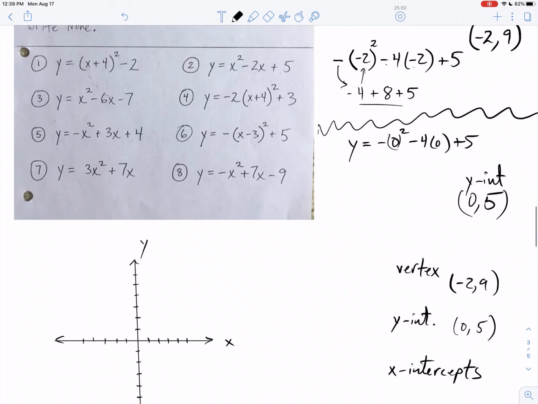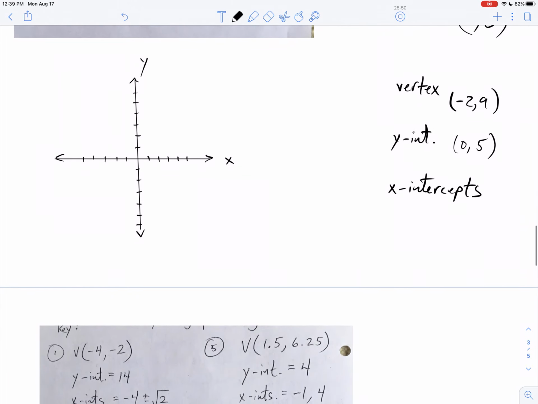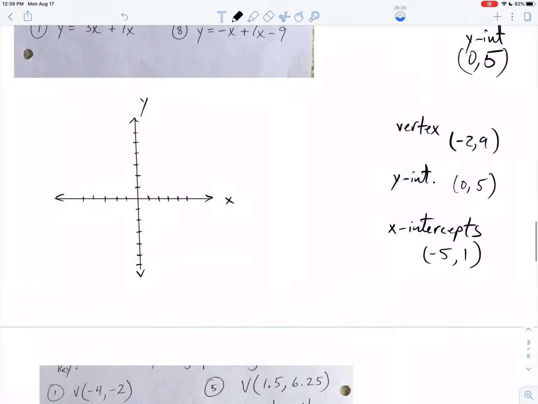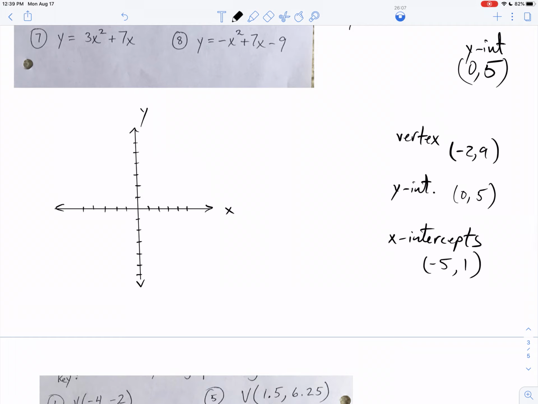So I have x-intercepts. They're at negative 5 and 1. Let's put some dots on this thing. So I already see a vertex at negative 2, 9. Okay, now here's the deal. See how I already drew my coordinate system out? I have 1, 2, 3, 4, 5, 6, 7, 8, 9. Now I have negative 2, 9.